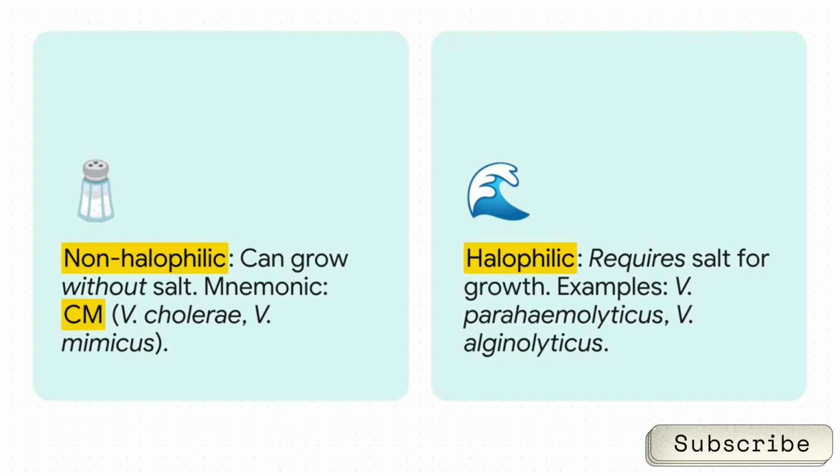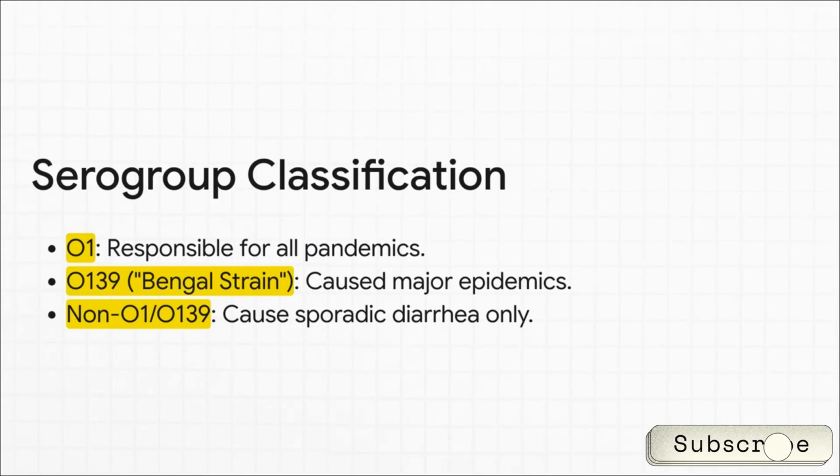Now, one really cool way we classify Vibrios is based on whether they like salt. You've got the halophilic ones, they require salt to grow, and then you have the non-halophilic ones, which can grow just fine without it. Our guy, Vibrio cholerae, falls into that second group. And here's a fantastic mnemonic for your exams. Think CM for the non-halophilic types. That's Vibrio cholerae and Vibrio mimicus. Just remember, chief ministers have high blood pressure and should avoid salt. Simple, right?